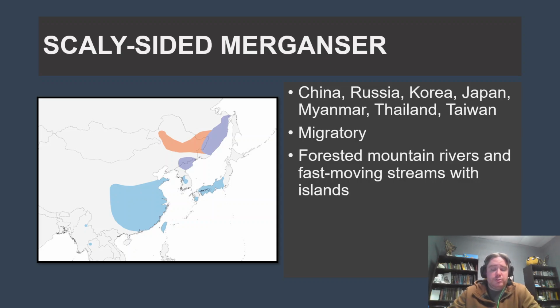So in terms of range, this is a species that is found up here in China and Russia, also in parts of the Korean Peninsula here, and then overwinters in the Korean Peninsula, southern China, Japan, Taiwan, Thailand, and Myanmar. So basically East Asia-ish in terms of its distribution.